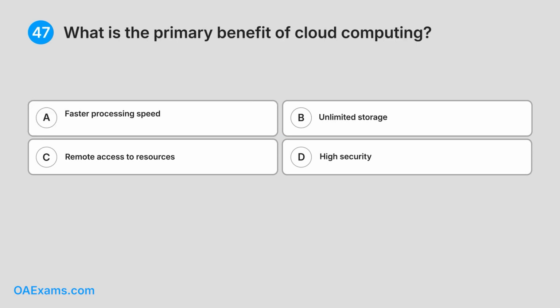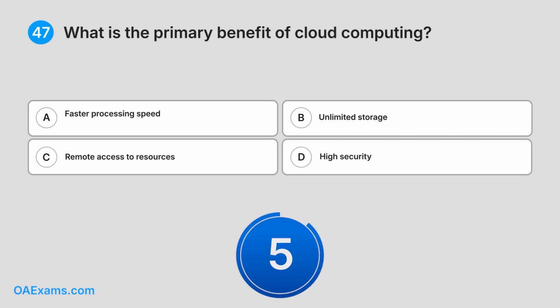47. What is the primary benefit of cloud computing? A. Faster processing speed. B. Unlimited storage. C. Remote access to resources. D. High security. Do you know the answer?